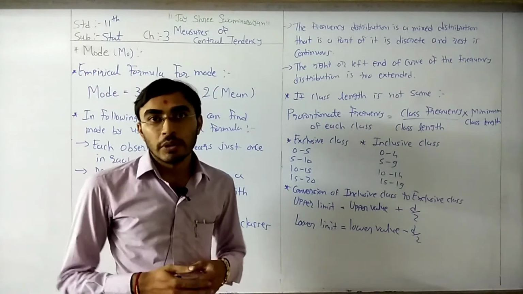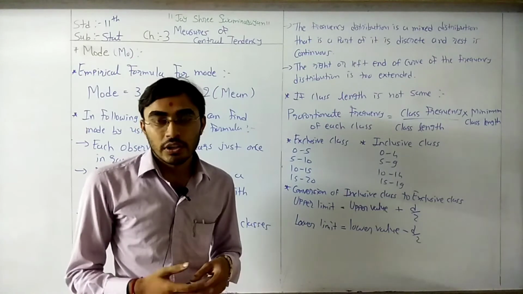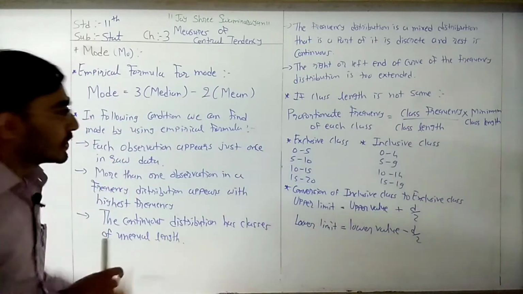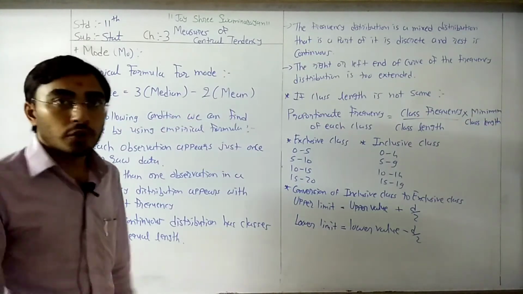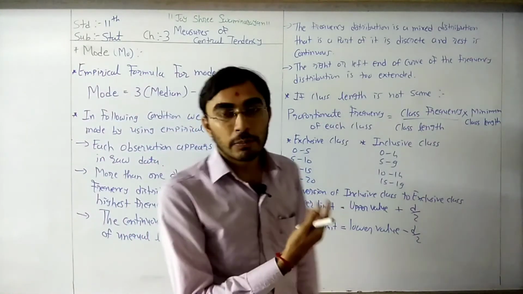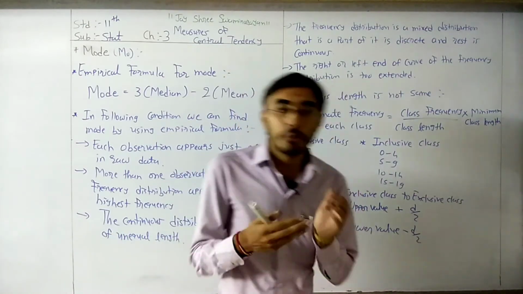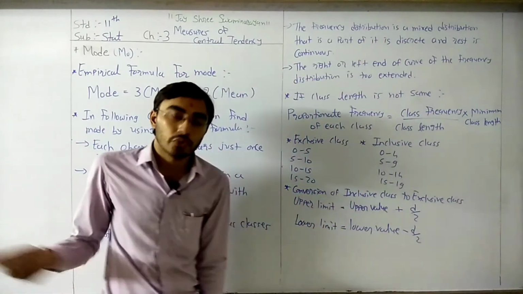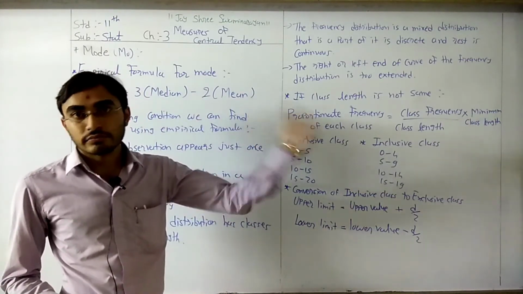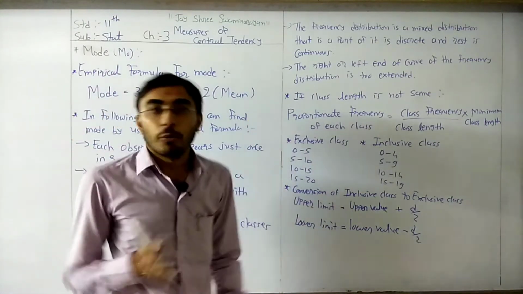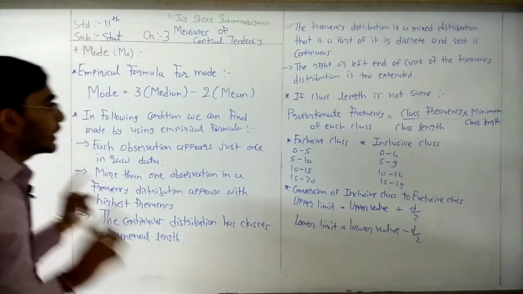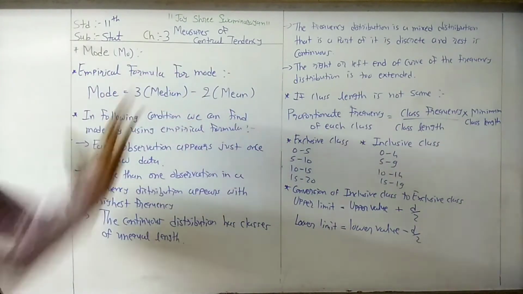But there are some limitations on the use of that formula. There are conditions in which we cannot use it. That means the formula L + (Fm − F1) / (2Fm − F1 − F2) × C, for continuous data, and for discrete and ungrouped data, the observation which has maximum frequency. That formula we cannot use in such conditions.